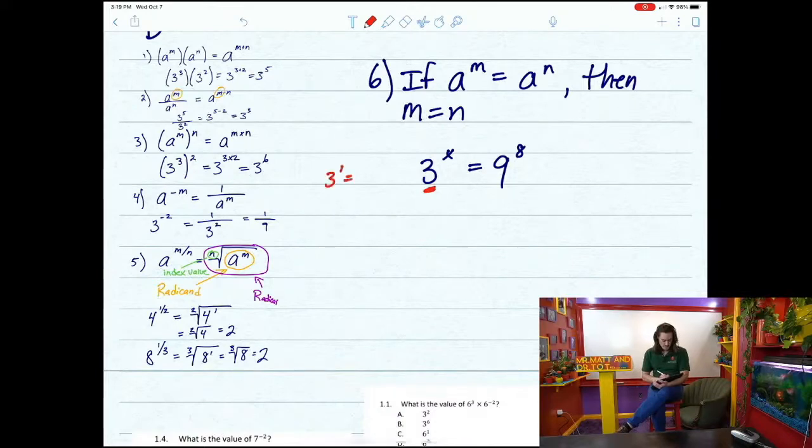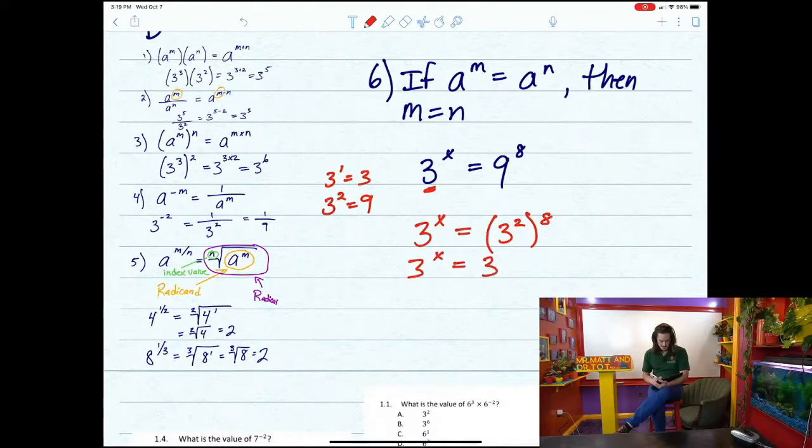3 to the first power is 3, and 3 squared is 9. So the 3 to the x power is fine, but instead of writing 9, I could write 3 squared, and then I have a power over power. So then I'd have 3 to the x power is equal to 3 to the 2 times 8 power, which is 3 to the 16th power. Now I have common bases on opposite sides of an equal sign, so I can drop the bases and equate the exponents. So x has to be equal to 16.